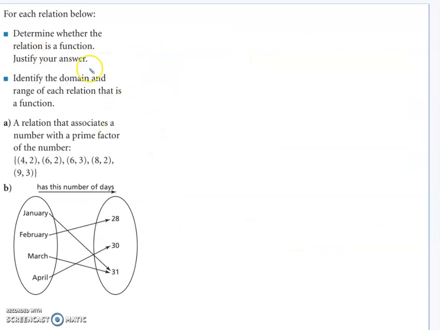So in the following, let's start off. For both of these, let's identify if it's a function or not, and then identify the domain and range. In the first problem here, again, we're going to look at all the x values. I do see that 6 repeats twice, and 6 attaches to two different range values, or two different y values. So this is not a function.